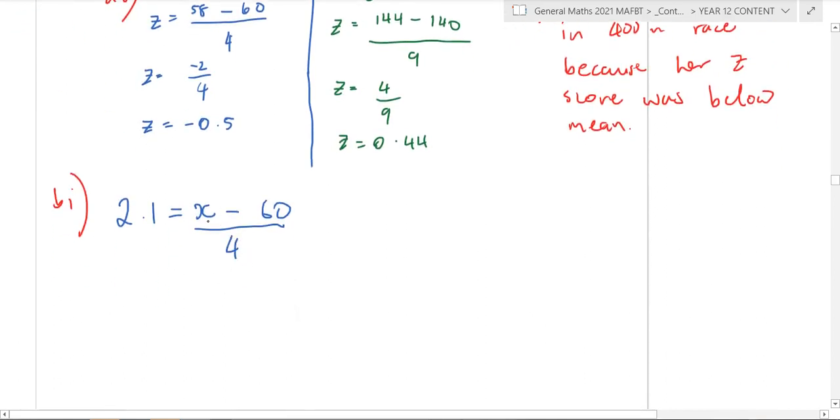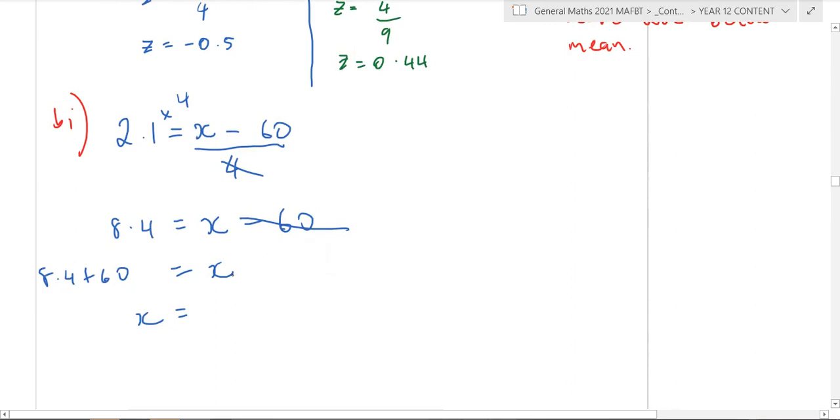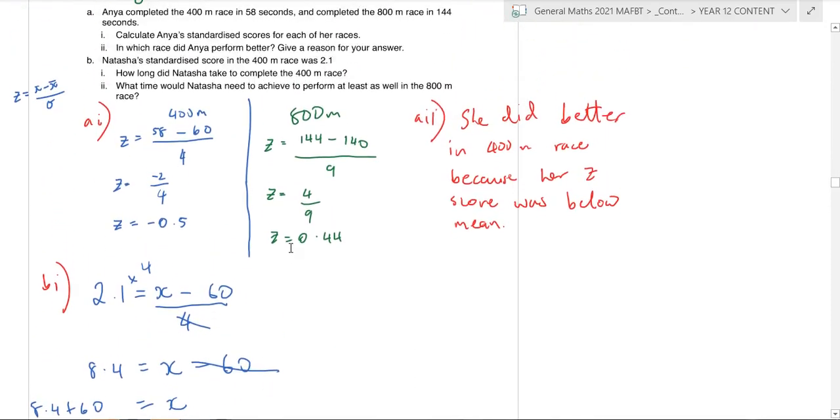All right, so we're going to try and isolate x for this one. So here the 4 becomes times, so it's 8.4 equals x minus 60. Okay, and for now, this is a minus 60, so it becomes plus 60 here. So 8.4 plus 60 equals x. So her actual time for the 400 meter race was 68.4 seconds. Okay, so that's for B part 1. So that was her original time.